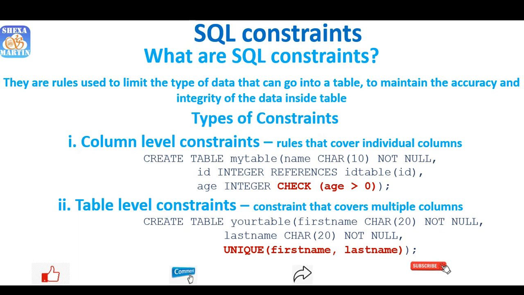Now you are specifying or enforcing a unique constraint for these two. What can I call them: tables, columns, attributes, or fields? So these two, first name and last name, they are unique for this table called your table. So that's column or that's table level constraints.